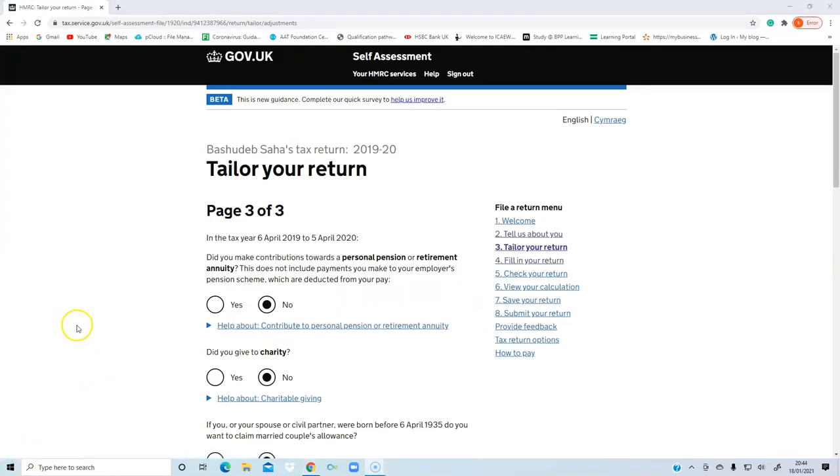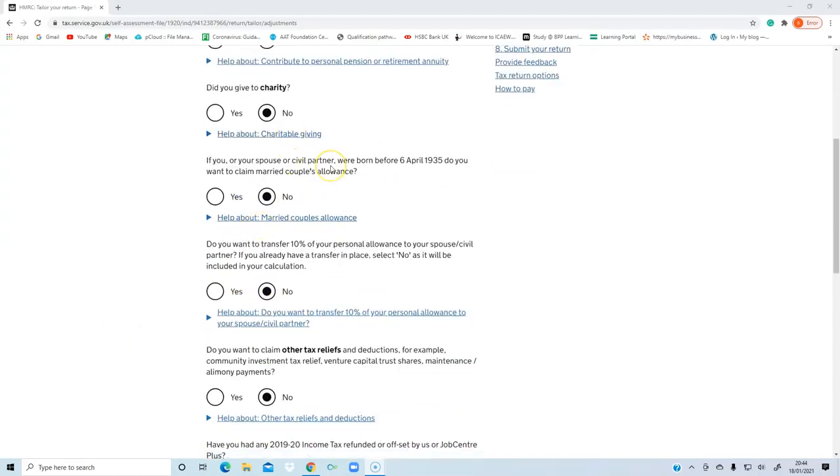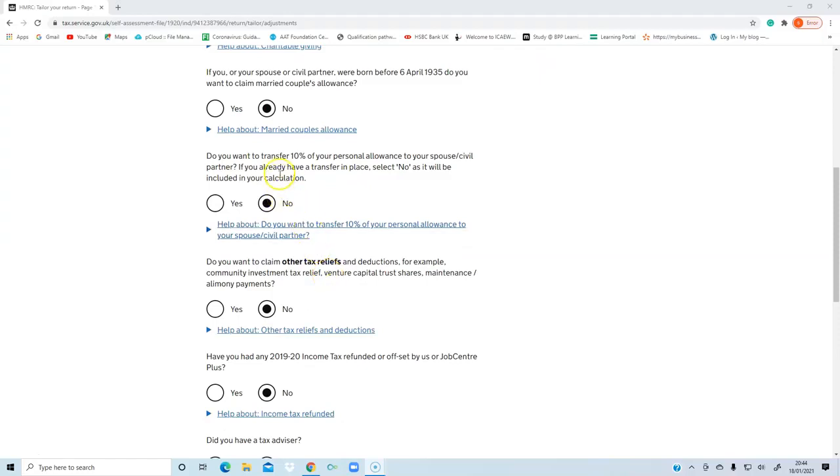On page number 3, we have a few more questions. Personal pension contribution for the retirement annuity, no. Did you give to charity? No. Sometimes if you give to charity, they will give you some tax saving, so you can do that as well. If you or your spouse or civil partner were born before 1935, no. You can always transfer 10% of the personal allowance to your wife, or your wife can transfer to you. That will help you to save some tax. If you want to do it, you can say yes. If you are not married and don't have a civil partner, you can say no.